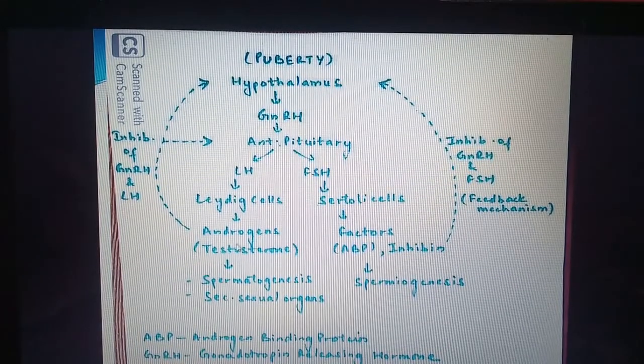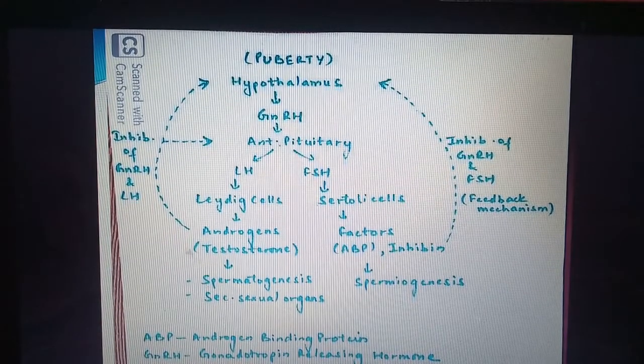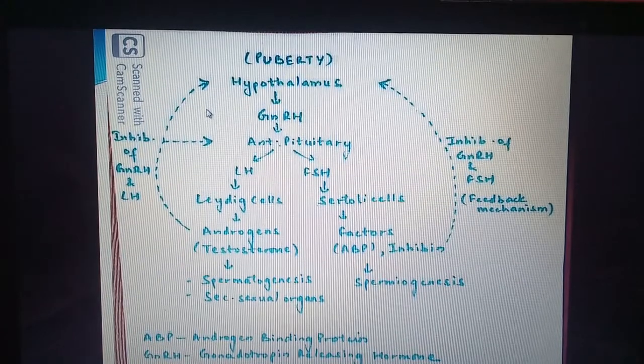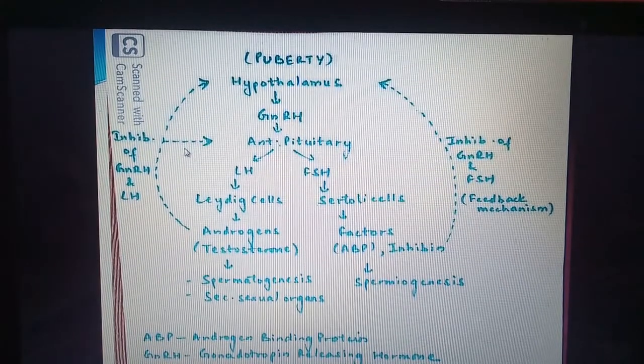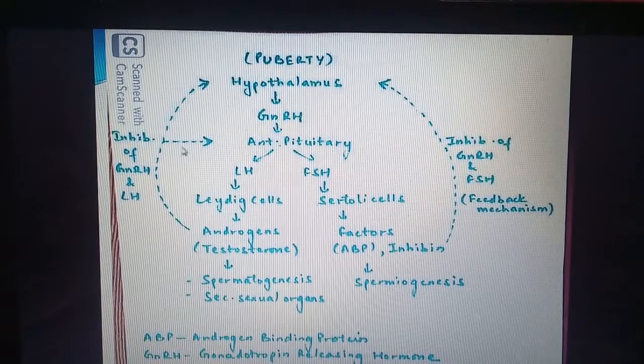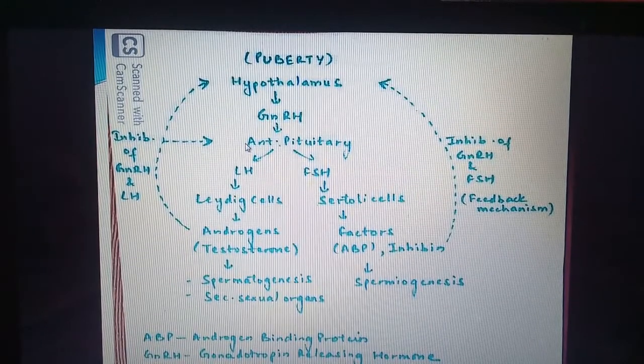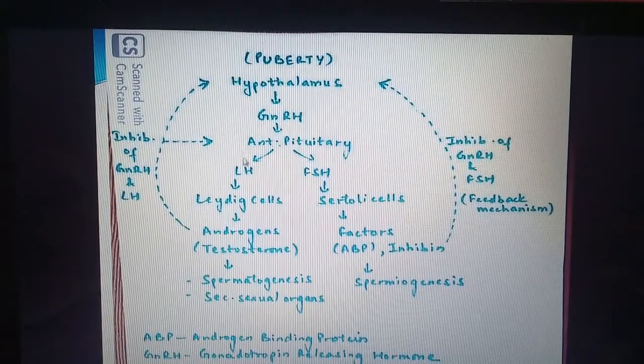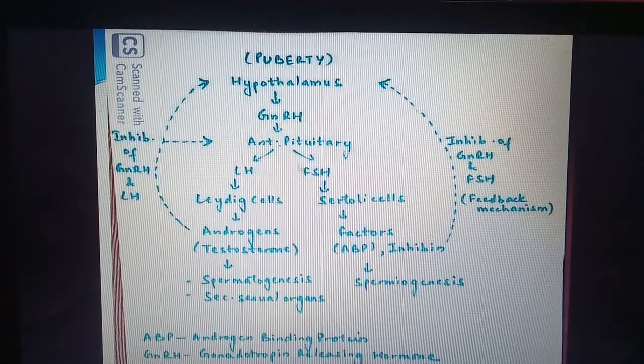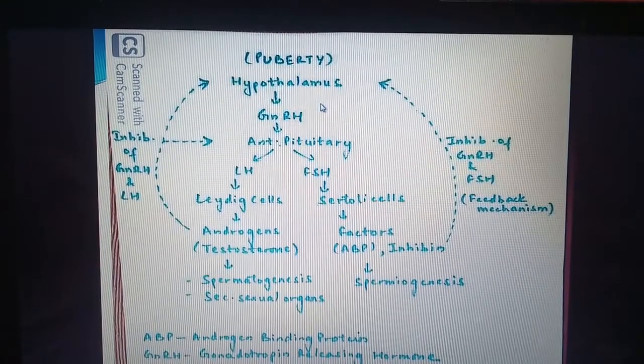Now a similar function is performed by androgens. When their level is increased and the process of spermatogenesis is completed, they reach the hypothalamus and inhibit the release of gonadotropin releasing hormone and luteinizing hormone. They also act on the anterior pituitary directly. So we can see that the end products are controlling the release of the substances. This is called a feedback mechanism.